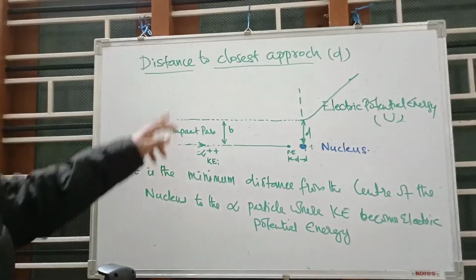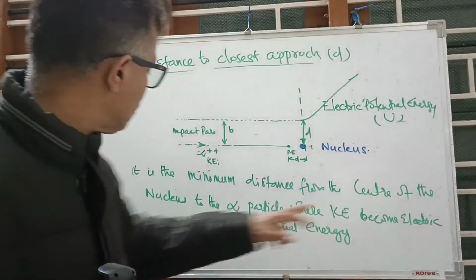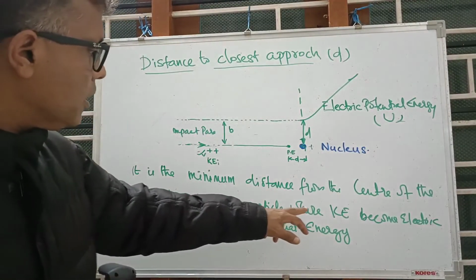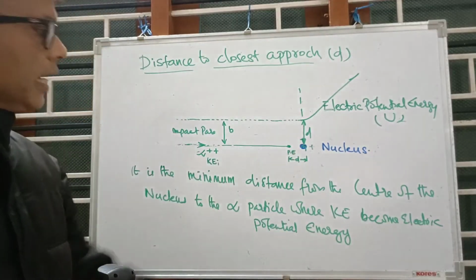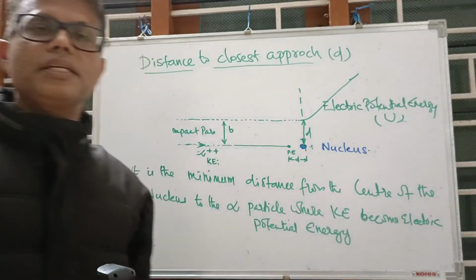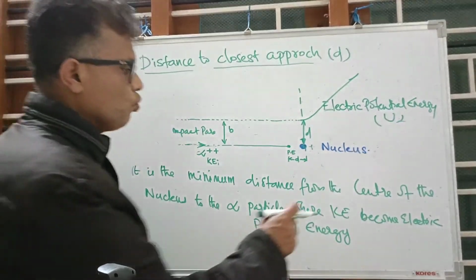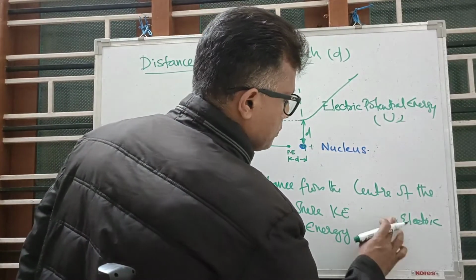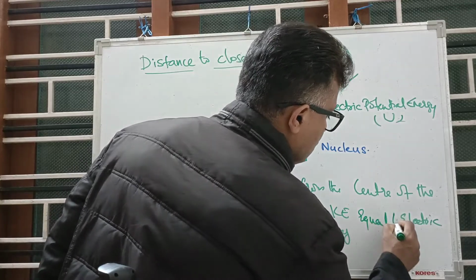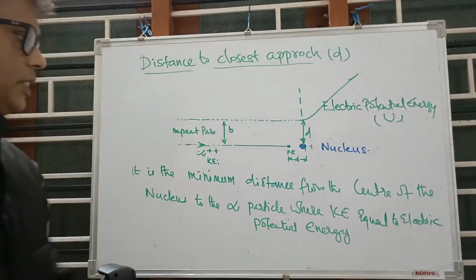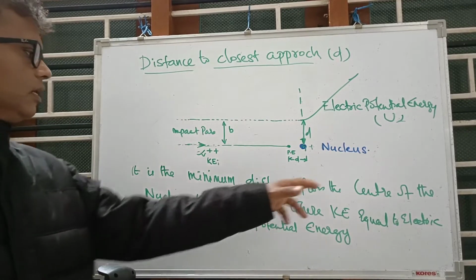Now everybody clear what is the distance of closest approach? It is the minimum distance from the center of the nucleus to the alpha particle, where the kinetic energy becomes potential energy, or kinetic energy is equal to potential energy. That is kinetic energy equal to electric potential energy, that is better. So we can write down the definition.